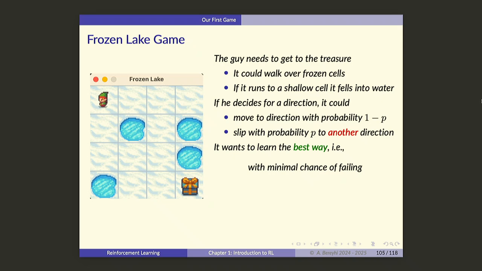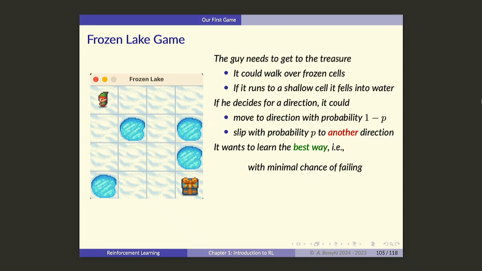Just to recap what we have done last time, let's take a look at this Frozen Lake game. This is a famous one, which you will play with a couple of times in the assignment. Let's see how we can define those components here. If you play Frozen Lake, in this game you have one player.